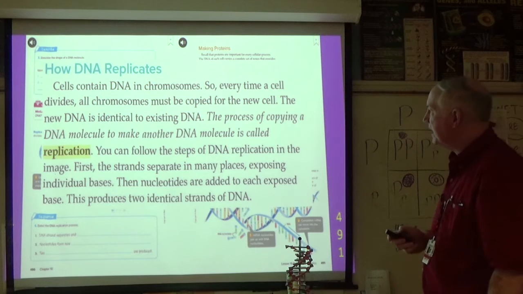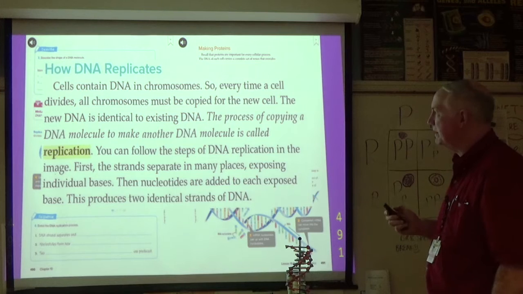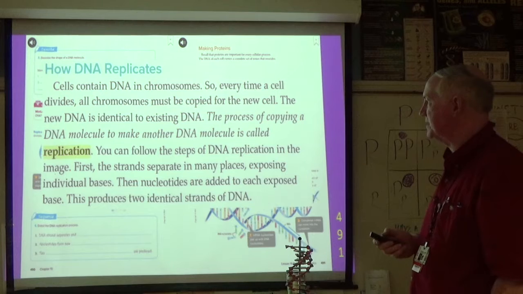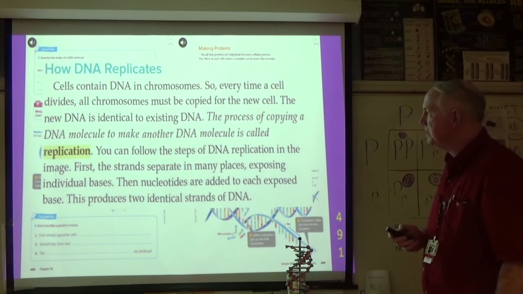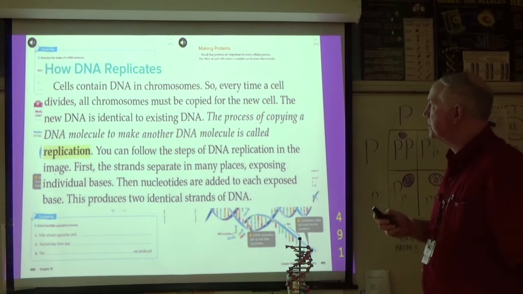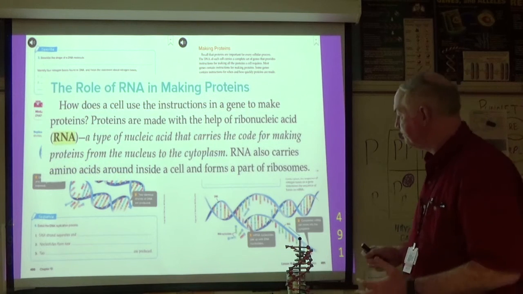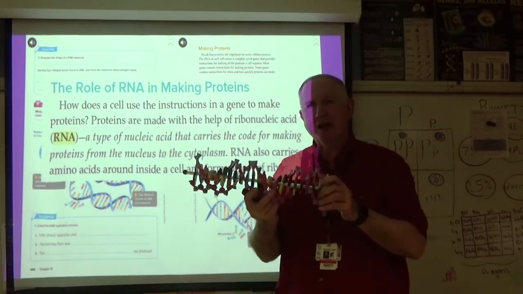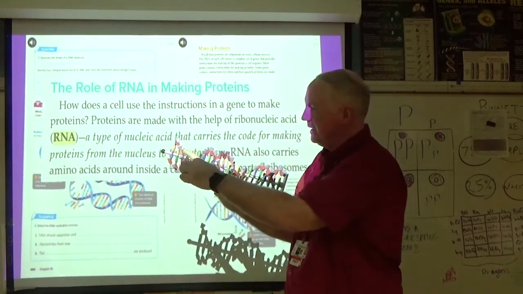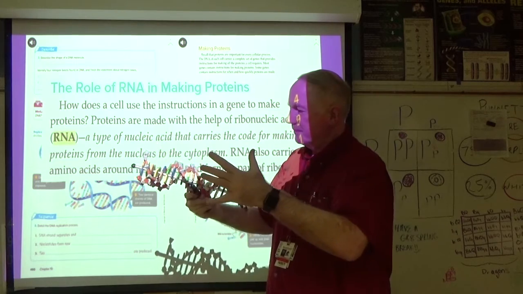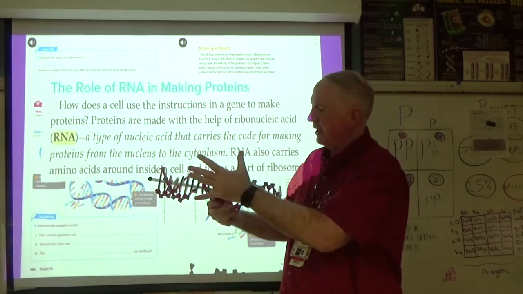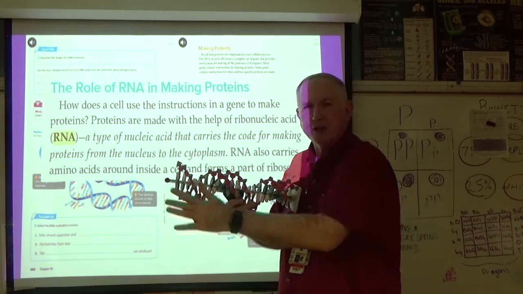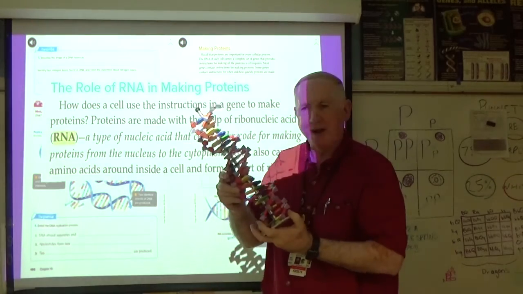You can follow the steps of DNA replication in the image. Each strand separates in many places, exposing individual bases. Then nucleotides are added to each exposed base. This produces 2 identical strands of DNA. We'll see the picture for that in a minute. But imagine this strand of DNA splitting down the middle, but not fully separating, and then other nucleotides being attached to it, so that eventually you get 2 complete new strands of DNA.